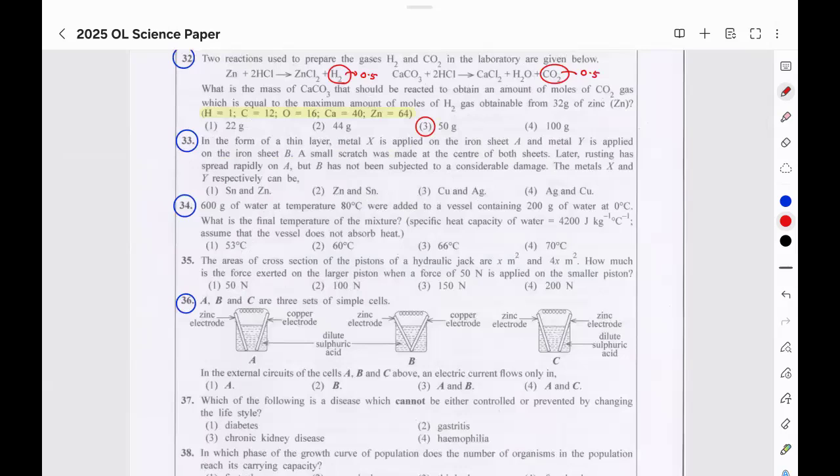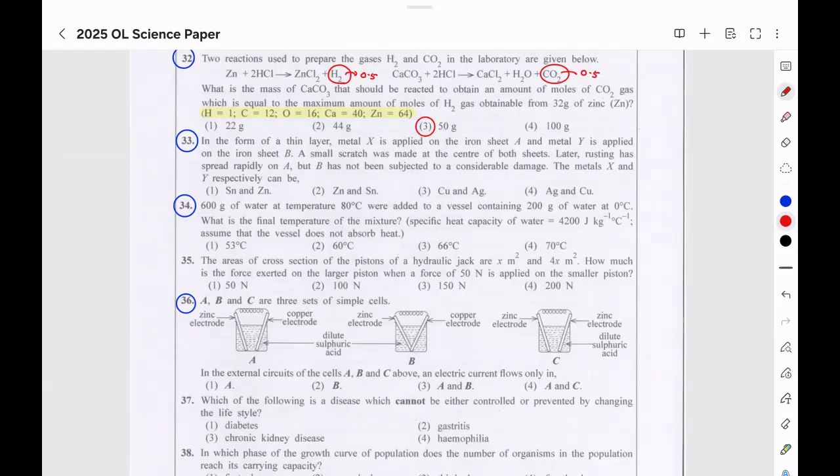Next one, MCQ number 33. In the form of a thin layer, metal X is applied on the iron sheet A, and metal Y is applied on the iron sheet B. Then a small scratch was made at the center of both sheets. Later, rusting has spread rapidly on A, but B has not been subjected to considerable damage. The metals X and Y respectively can be.